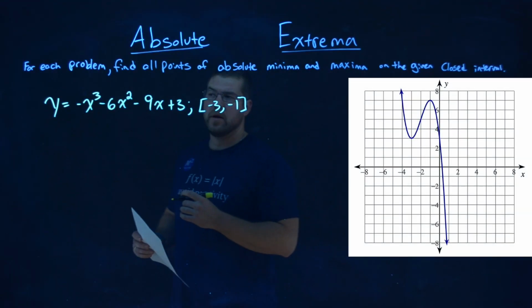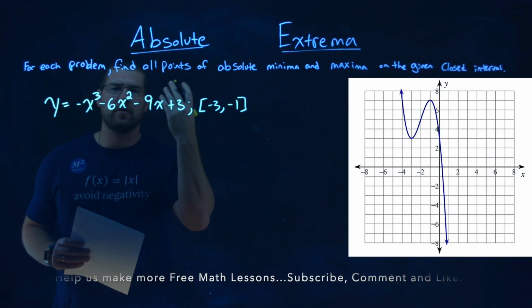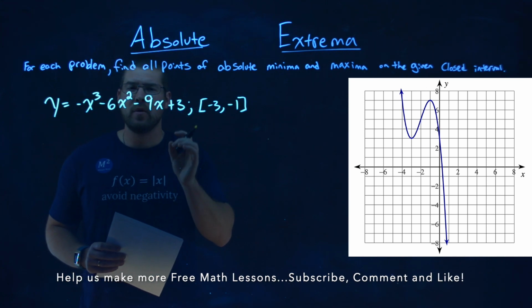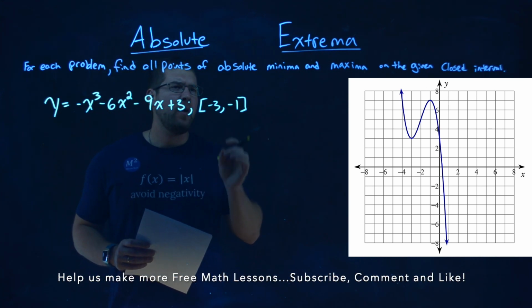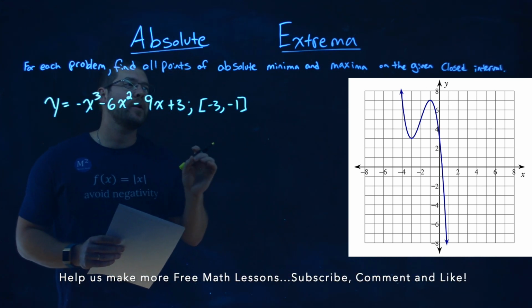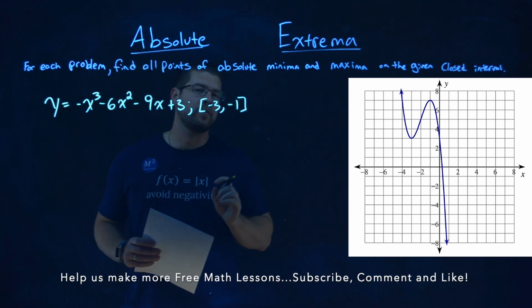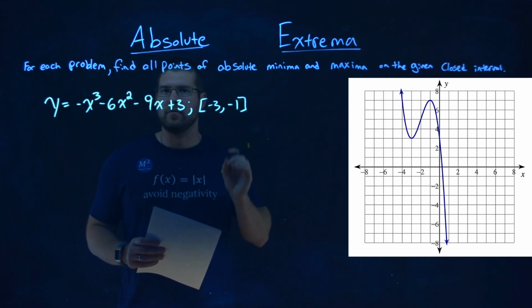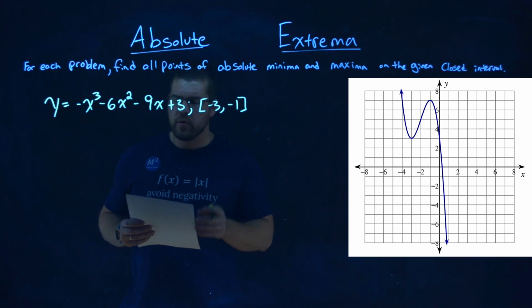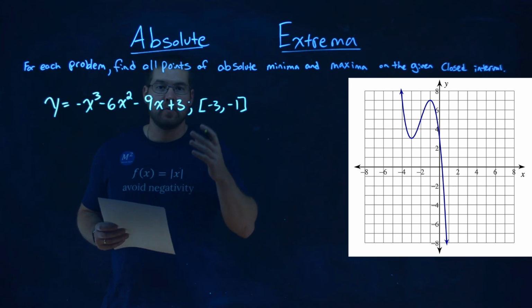We're given this problem right here, y equals negative x to the third power minus 6x squared minus 9x plus 3, and we want to find the points of absolute minima and maxima on our closed interval from negative 3 to negative 1. The first thing I need to do here is find the derivative.